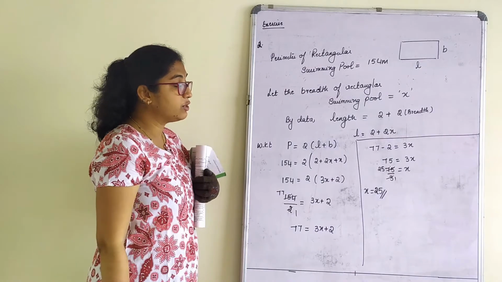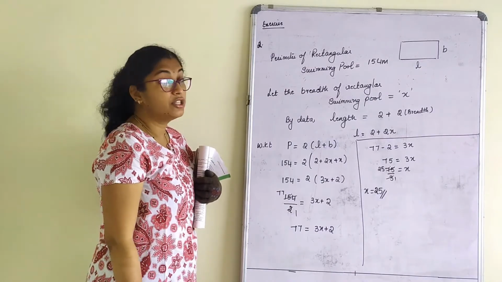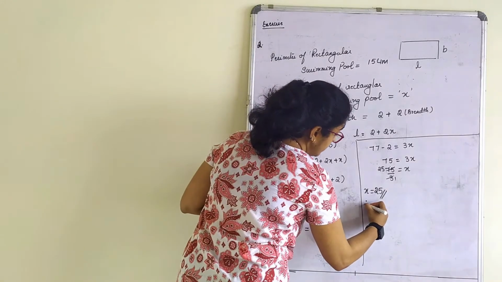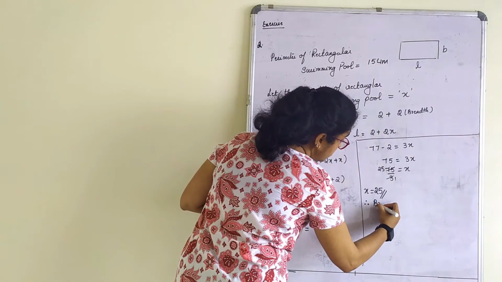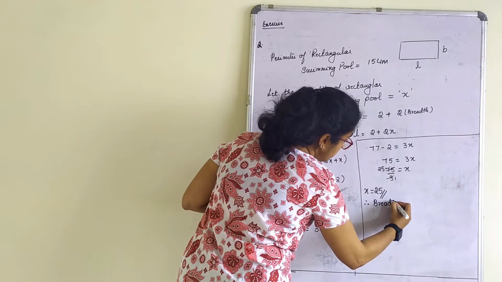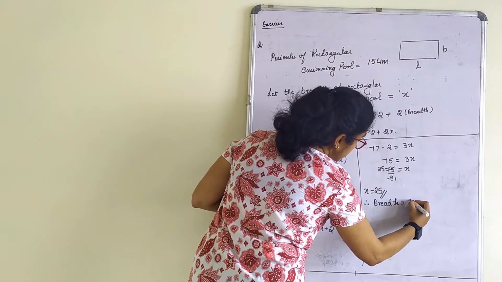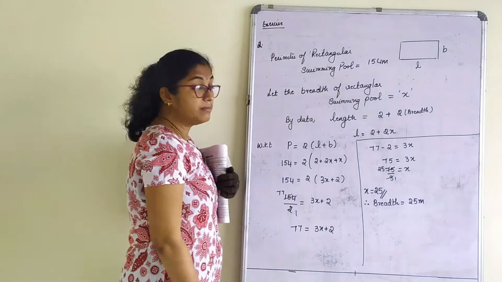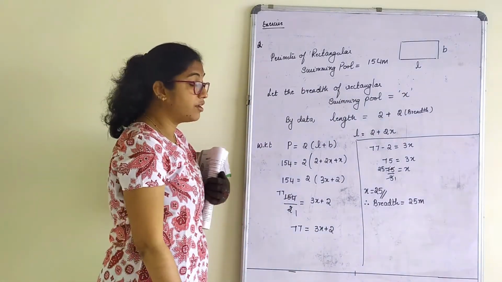3 ones are 3, 3 25s are 75. So now what is this x? That is nothing but breadth. Therefore, breadth is equal to 25 meter. Please write meter because they have given the question in terms of meter.